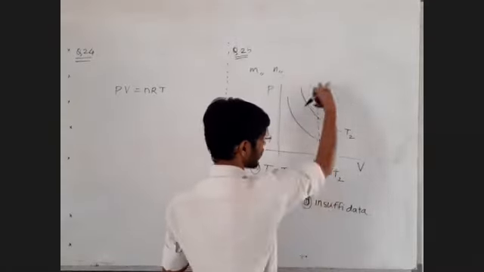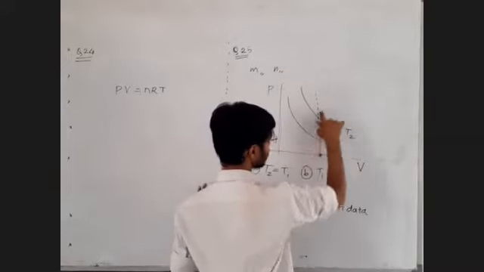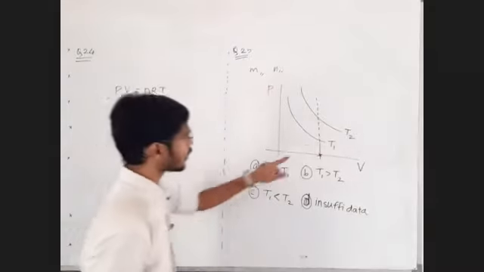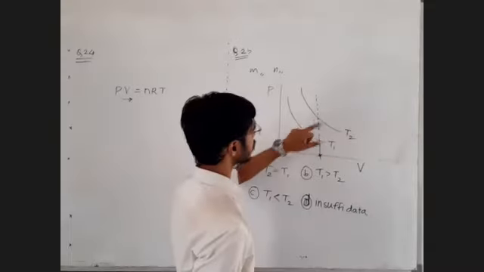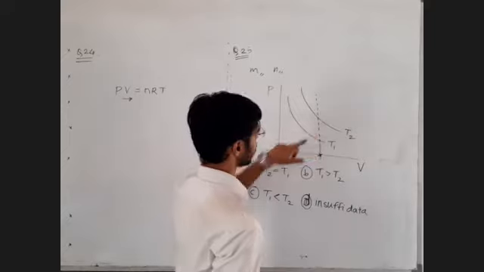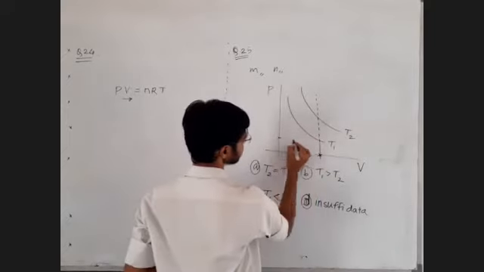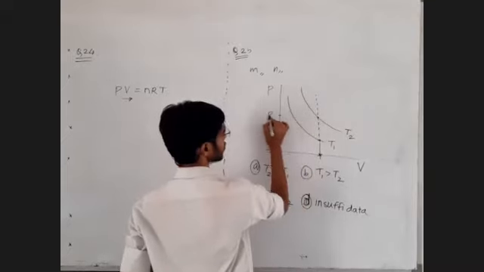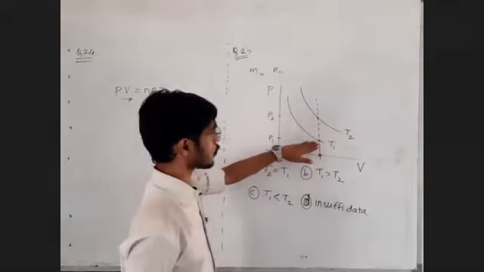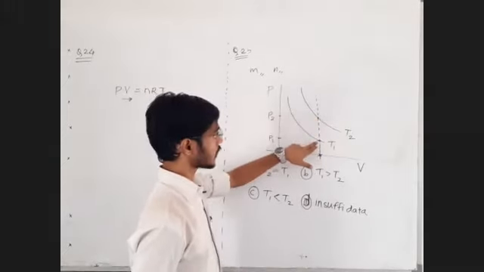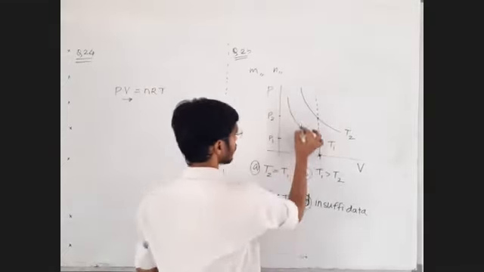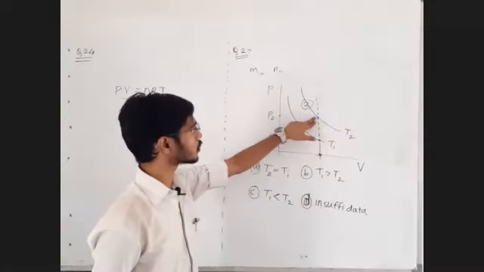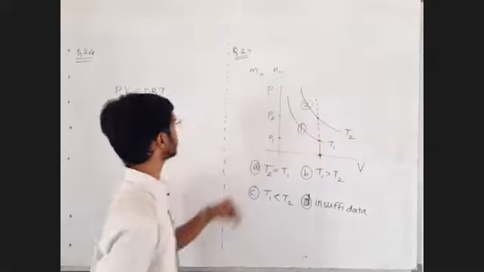Along this line, we will draw a vertical line. We are keeping volume same for both the curves. Now moving from T1 to T2, pressure is increasing. Initially pressure was P1 here, and finally pressure is P2 here. While moving from curve number 1 to curve number 2, pressure is increasing.